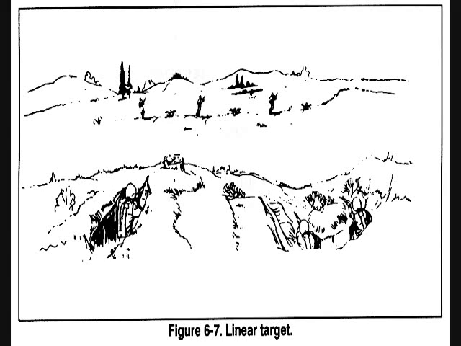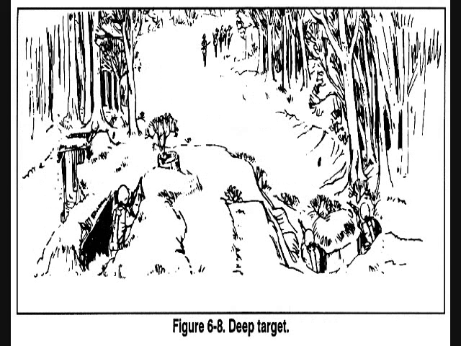B1. Linear targets have sufficient width to require successive aiming points. The beaten zone effectively covers the depth of the target area. Traversing fire is delivered at linear targets. B2. Deep targets require successive aiming points. Searching fire is delivered at deep targets.